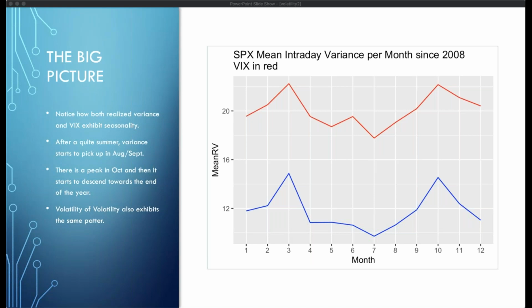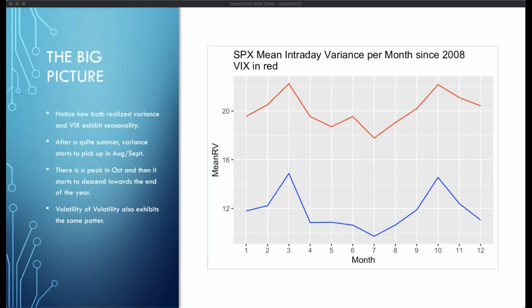And as you can see, I have two lines there. Variance is measured in the same units that volatility is measured. I just use variance to differentiate from volatility a little bit, but it's the same concept. It's a percentage thing, and it's the same units as VIX. So you can tell I have VIX in red, and realized variance in blue, and they have more or less the same shape.